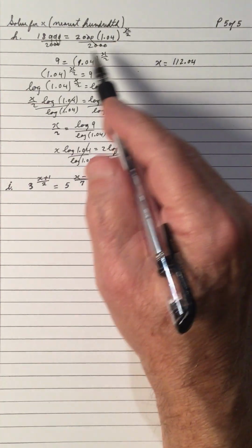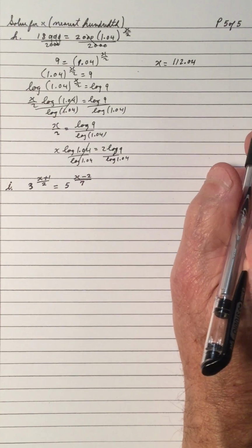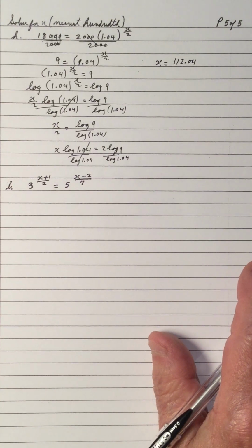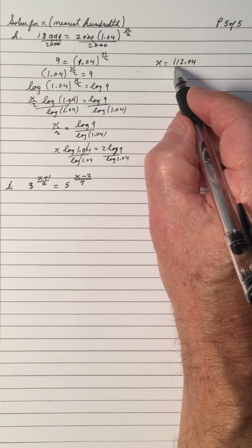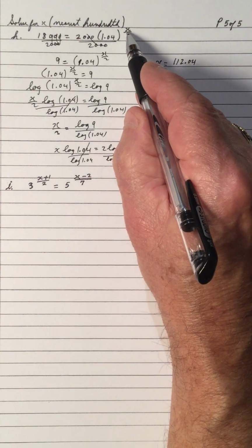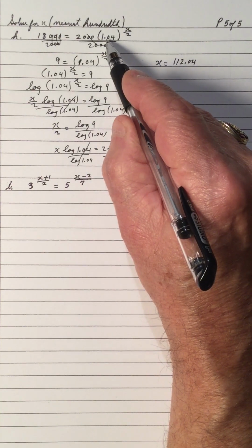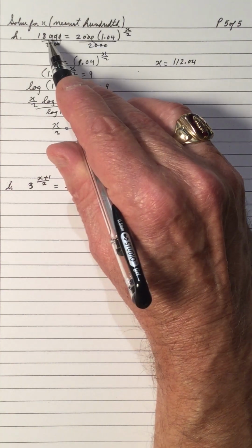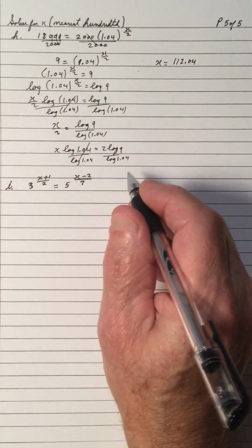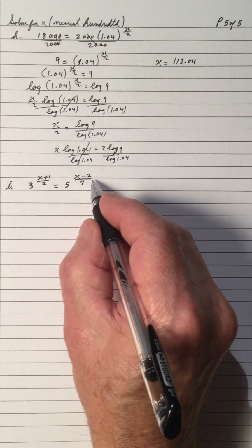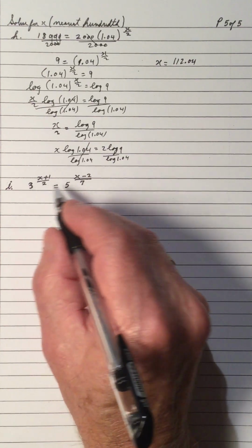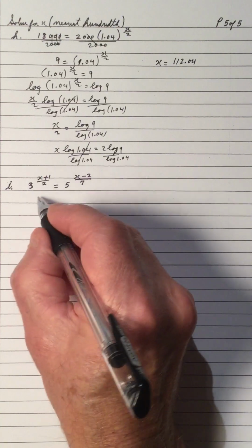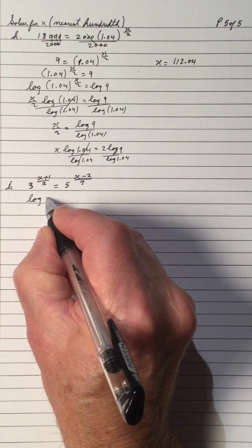And again, the problem's a little bit different. We ended off with a good problem. Again, you can put 112.04 in place of x, divide by 2, raise 1.04 to this power, times 2,000, and you get close to 18,000. Now we have another one, but we have fractions as the exponents. Again, the bases are different, and we have to do the log of each side.